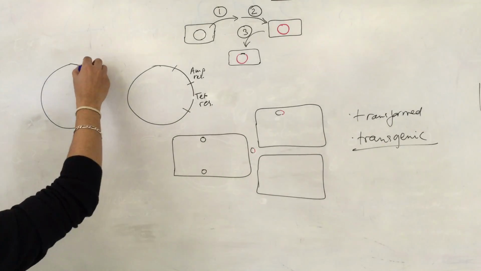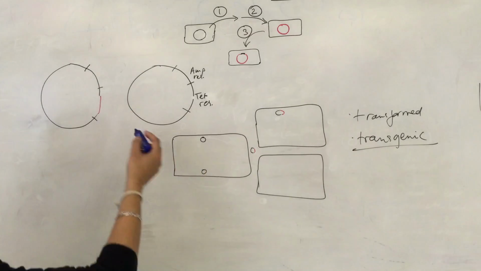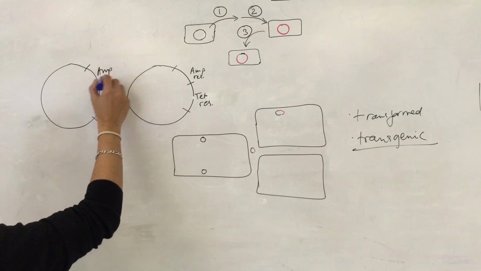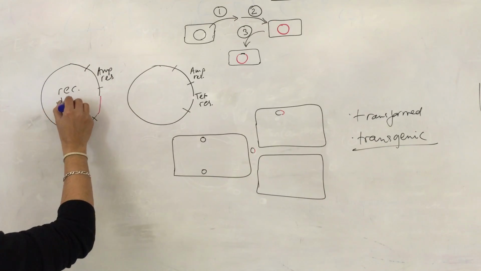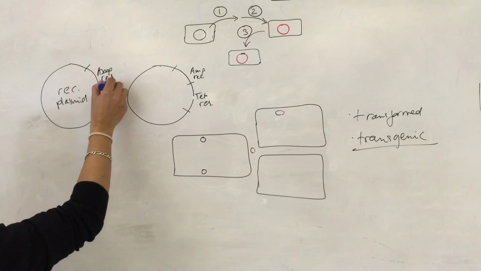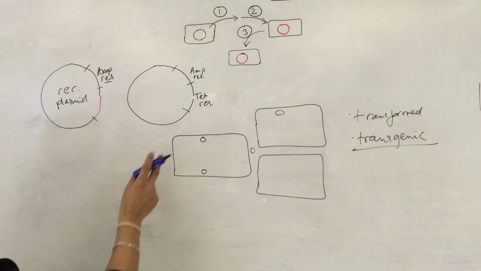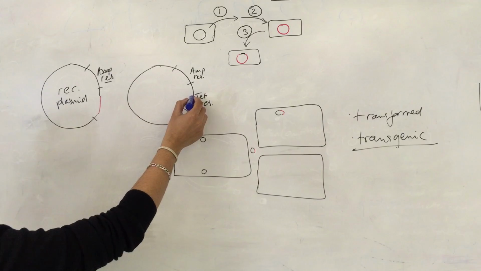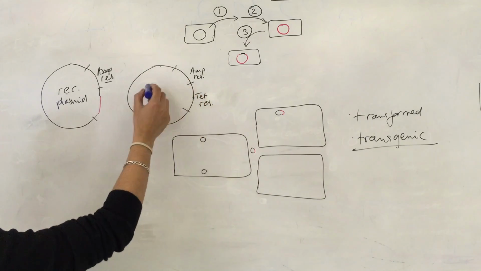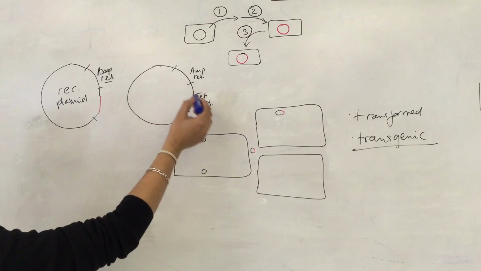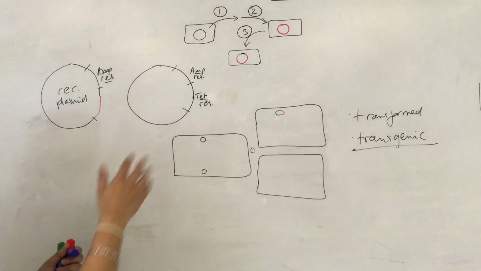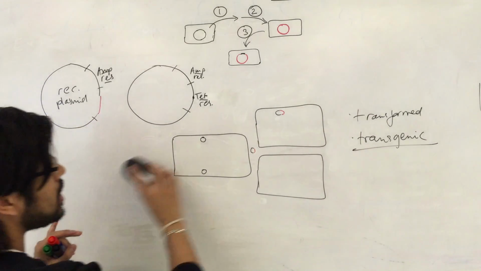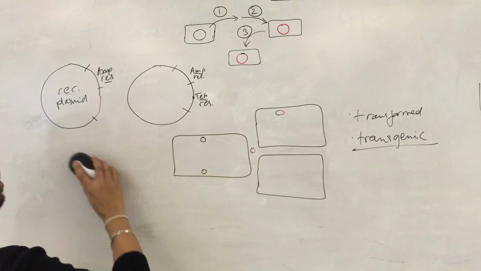However, the vector does still give resistance to ampicillin. So our recombinant plasmid is only resistant to ampicillin, whereas a plasmid which is non-recombinant is resistant to both ampicillin and tetracycline. I hope you can see that. So what we then do is we plate these bacteria on an agar plate.